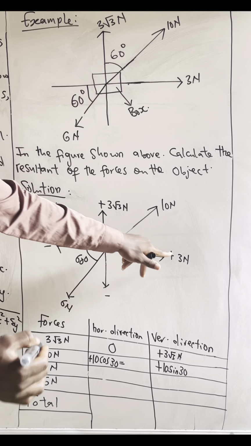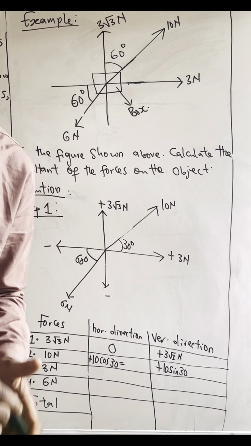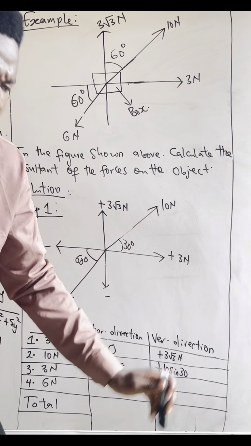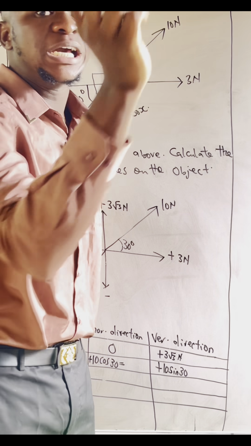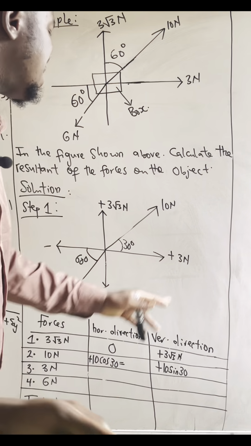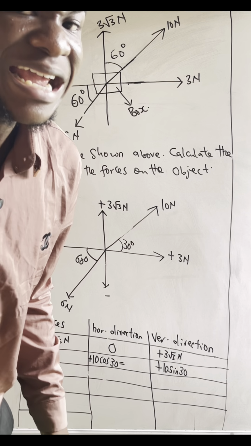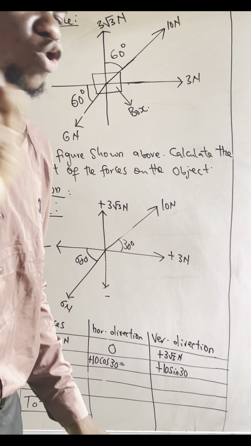Now, once I'm done with this, I'm going to look at this 3 Newton. You will also see that this 3 Newton is only moving in the horizontal direction. It is not moving in the vertical direction. So this 3 Newton has only horizontal direction. There is no vertical direction.